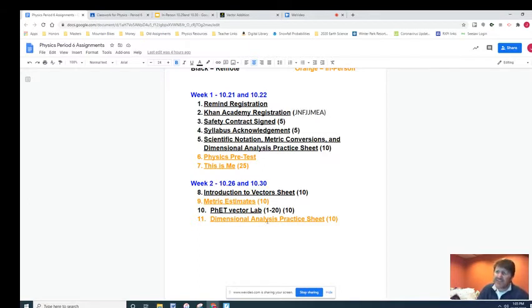The dimensional analysis practice sheet is something that's going to be carried forward. So it doesn't really apply to what we're doing right now, but it's just an ongoing thing that we need to make sure that we're getting that skill down. Okay. So again, these are all the assignments we've had thus far. And these last two right here are what you have due at the end of this week. So make sure you're getting that done.